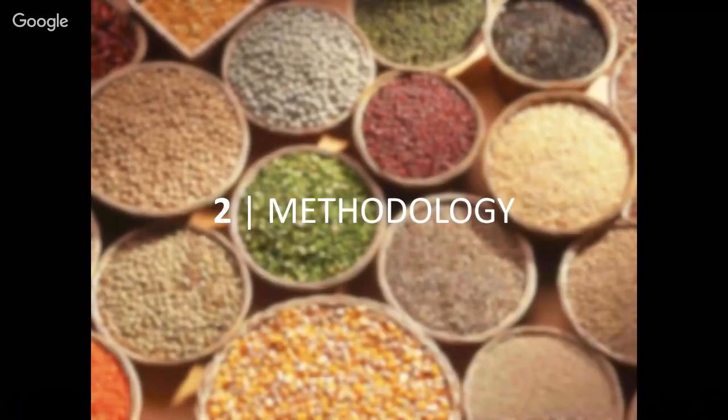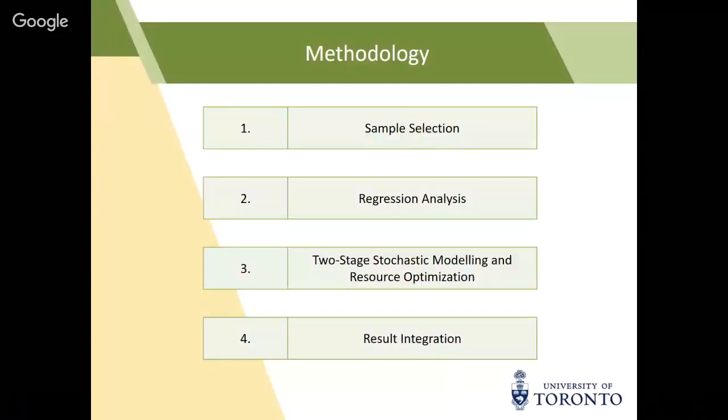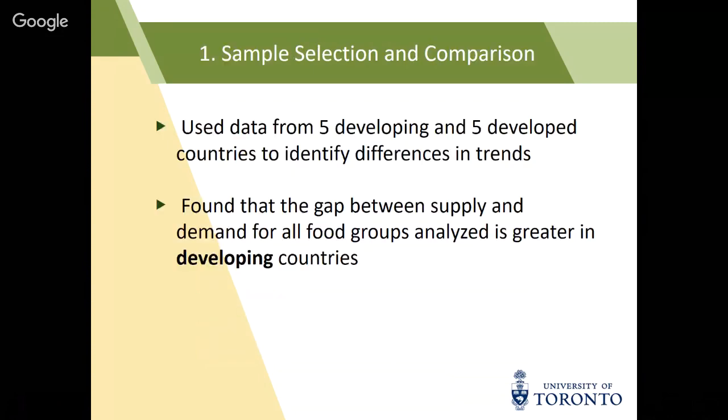Our methodology is in two parts. In the first part, we analyze the food production and demand in the past 50 years using machine learning techniques and make a prediction on the next year's quantities. We then build a stochastic model for minimizing an objective within a set of constraints. We use data from 5 developing countries and 5 developed countries to identify differences in the gap.